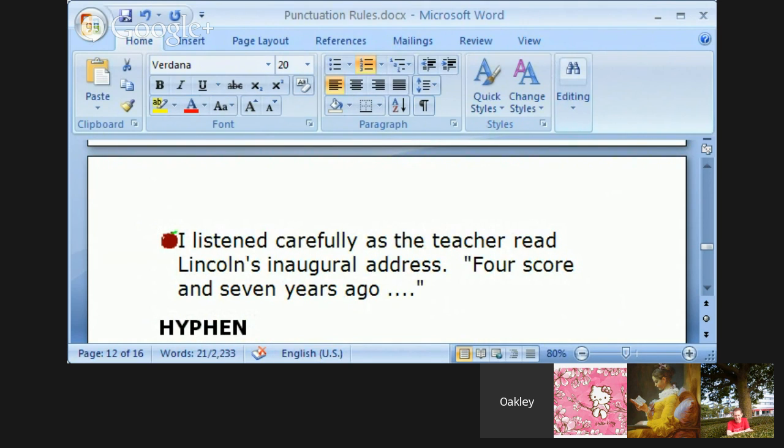Next one, hyphen. Eliza, do you know what a hyphen is? Hyphen? Hyphen. I don't know how to speak.